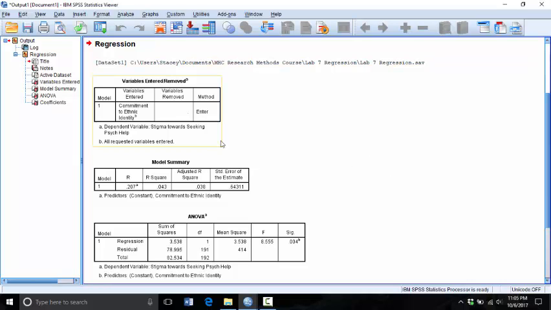Okay, so we have several different tables here from SPSS. The first one just tells us the variables that we put into the model. So it was just commitment to ethnic identity, with our dependent variable, which was stigma.